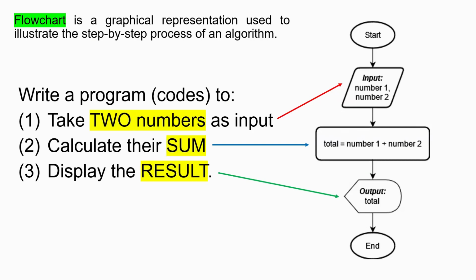We can actually represent this in the form of flowchart, as you can see on your right. So we have a program with a start, and then you ask for the user input, or in this case, you can initialize two variables. Then we move on to do the calculations. We calculate the total, where total is equal to number 1 plus number 2. And then we output the total, and finally we end the program. So this is a very simple form of flowchart.